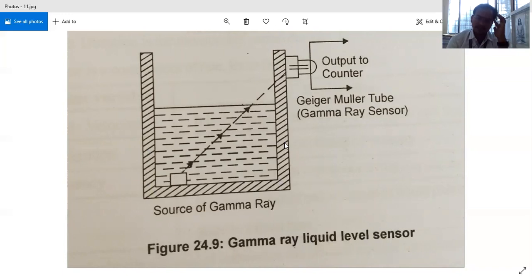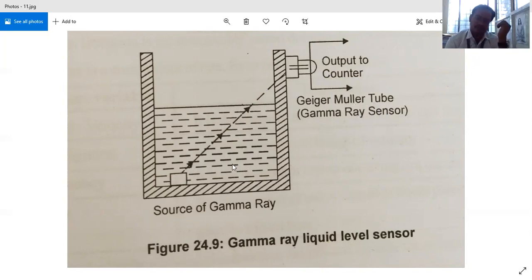description: a tank. You are having a liquid here, a gamma ray emitter, and this is the receiver, with output to the counter. Now, the Geiger-Muller tube is the gamma ray sensor. A gamma ray emitter is there, and you are having a gamma ray sensor. It will absorb the gamma rays. It will sense the gamma rays.